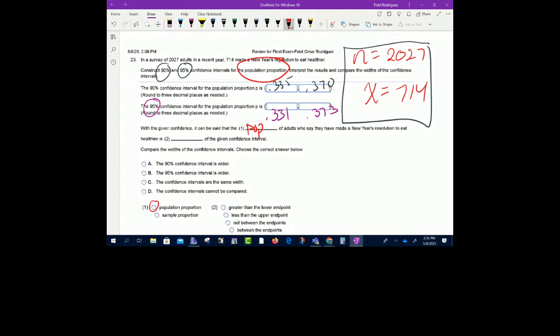It is going to be between the endpoints. So right here we're going to say between the endpoints. Just to give you an idea, what is this really telling me? Between 33% and 37%, that's going to be our number right there. Let's keep scrolling down.